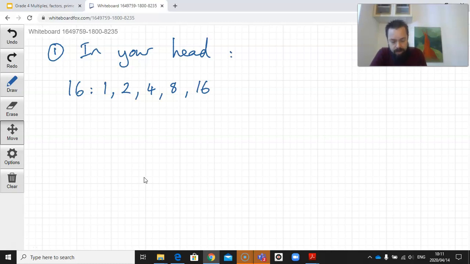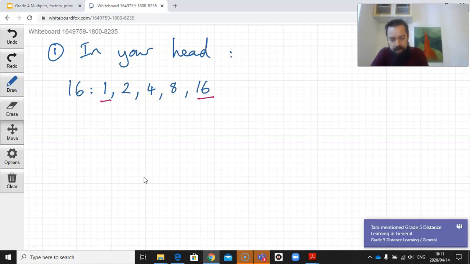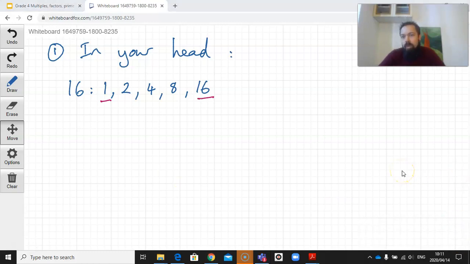I do want to point out something, which I'm going to just do by underlining that. Then I'm going to do a couple more, and hopefully you'll notice something. So the next one I want to do is 20. So 1 fits in, yes. Does 2? 2, 4, 6, 8, 10, 12, 14, 16, 18, 20. Yeah, 2 fits in.